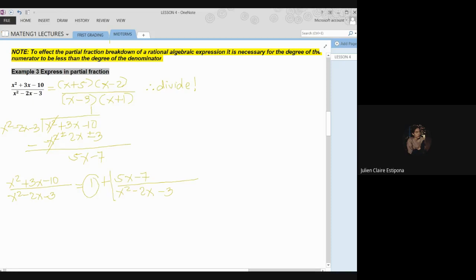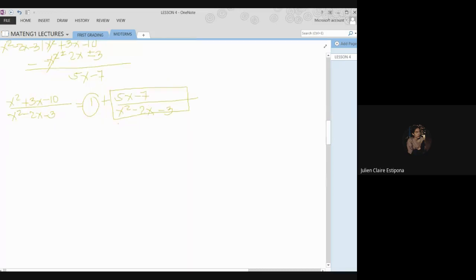What about this one? So we have to get the partial fraction for 5x minus 7 all over x squared minus 2x minus 3, since the degree of the numerator is less than the degree of the denominator, which is x squared, right? That is 5x, and that is x squared. Okay? So to get the partial fraction for that one, let us just rewrite 5x minus 7 all over x squared minus 2x minus 3, that is equal to, okay.